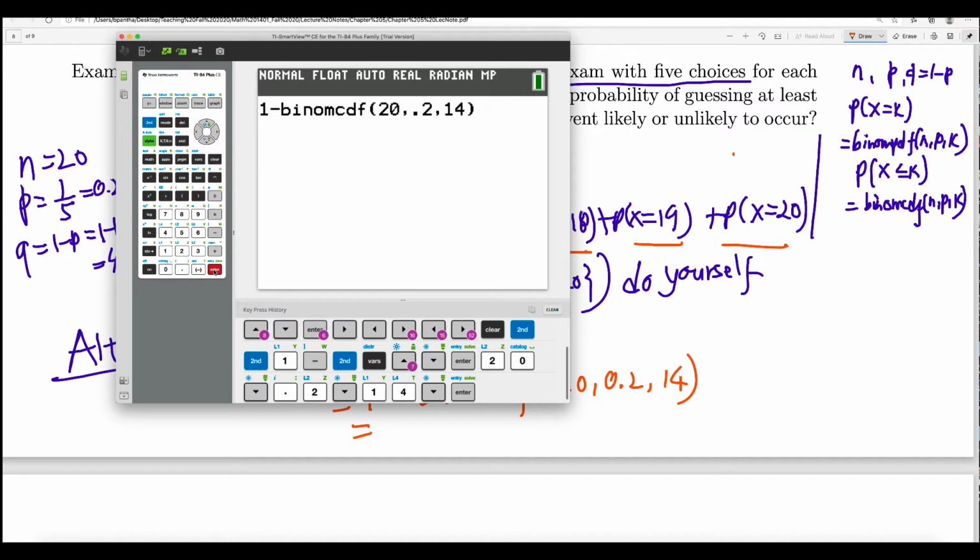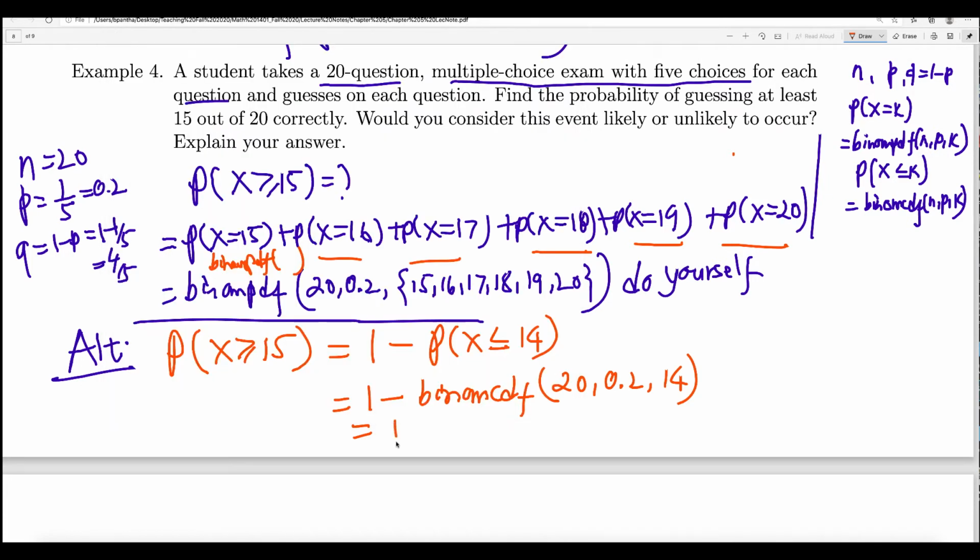Okay, 1 minus binom CDF 20, 0.2, 14. If you hit enter, you will get a very small number. So what you get is 1.8027 times 10 to the power negative 7. So this is the same as 0.0000001 2 3 4 5 6 and then 18027. This is very small, right?